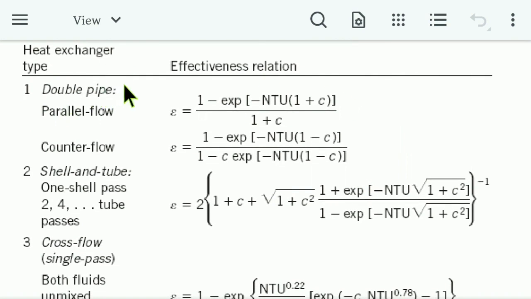Number 1, double pipe parallel flow. Epsilon is 1 minus exponential of minus NTU into 1 plus c, divided by 1 plus c. And for counterflow, epsilon is equal to 1 minus exponential of minus NTU into 1 minus c, divided by 1 minus c into exponential of minus NTU into 1 minus c.